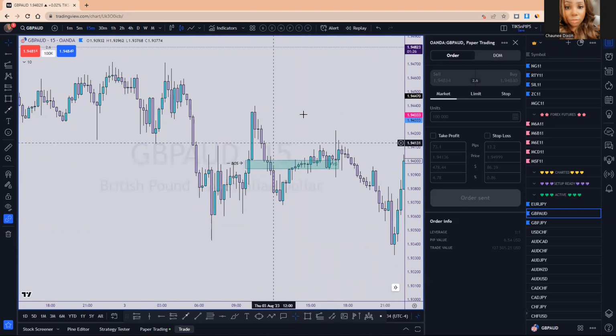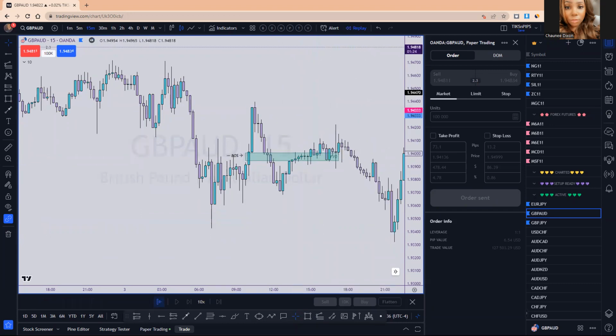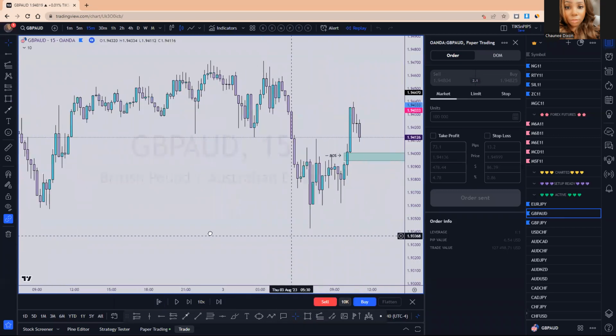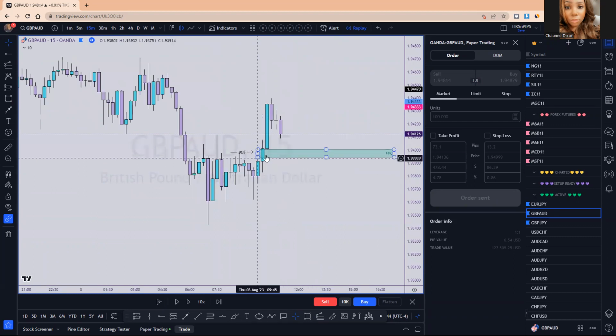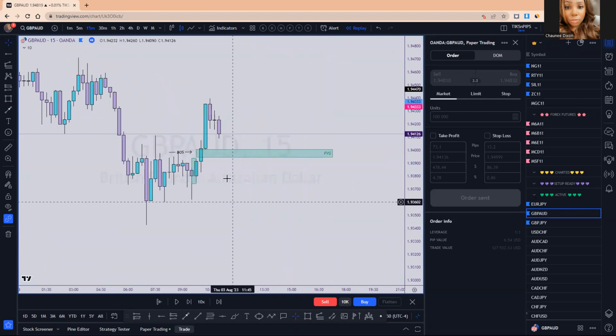Let me just push the replay button real quick. Okay. So because this fair value gap formed on this candle, I would just mark this candle below it right here as an order block.